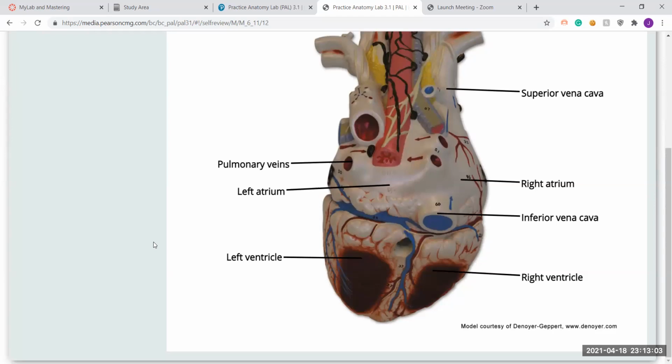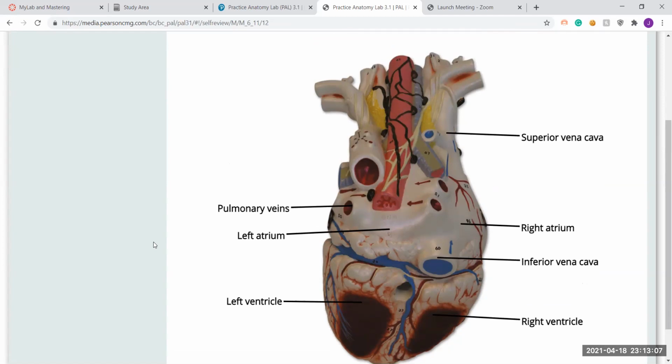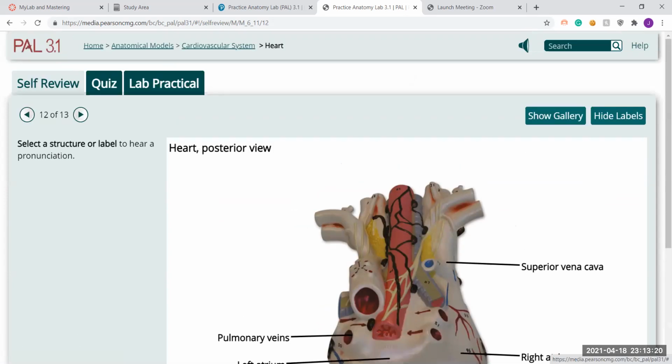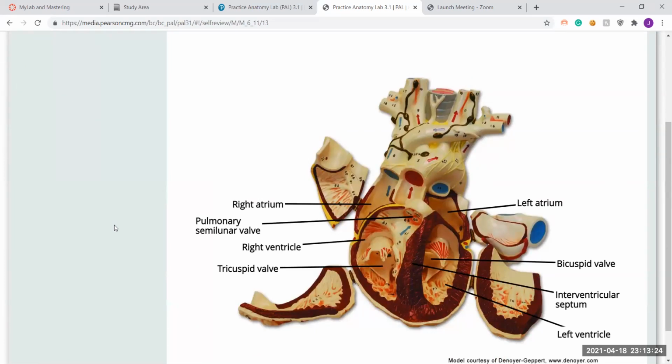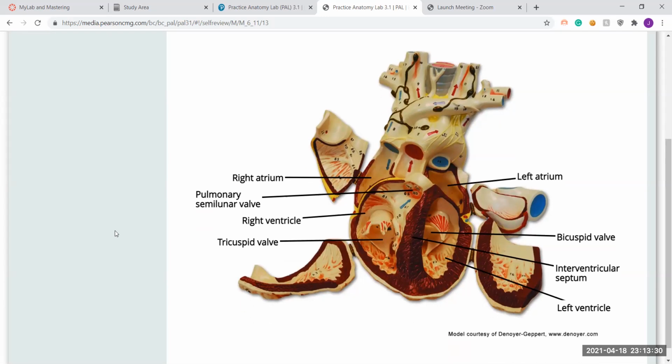Heart posterior view, the same structure in a different model. It's not so good a model. The earlier was better, and you can see the relationship. So behind your heart, you have your trachea, esophagus, all the structures. This is opened, and you can see all the valves and the inside structure of your heart.